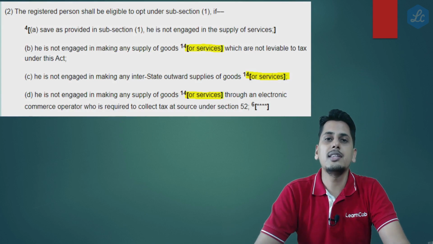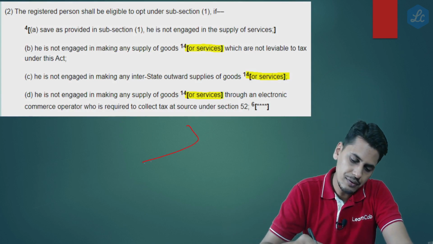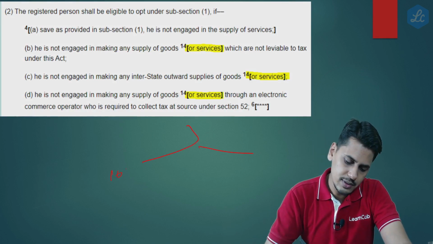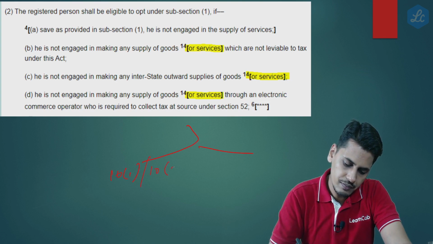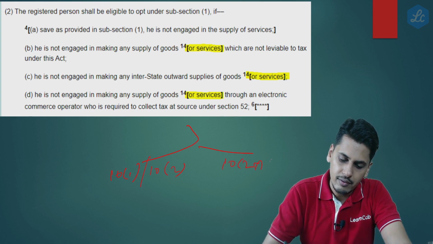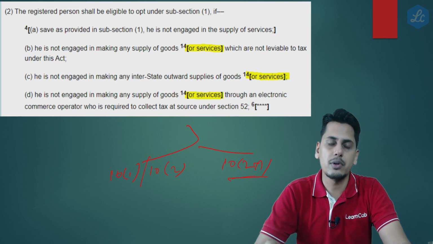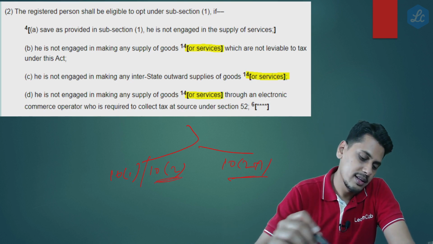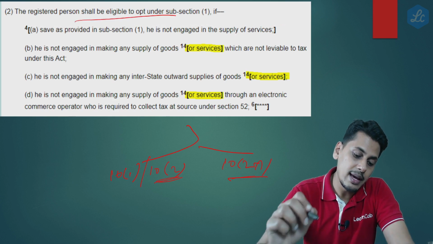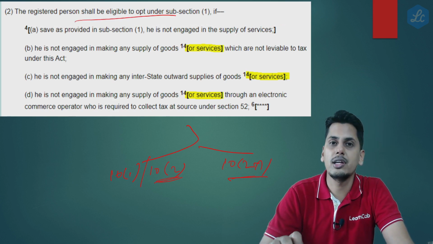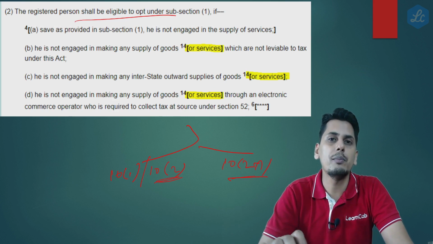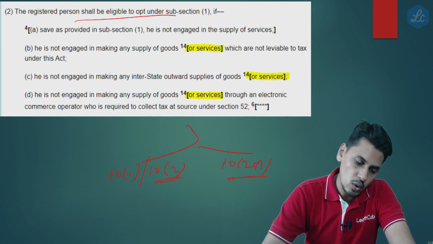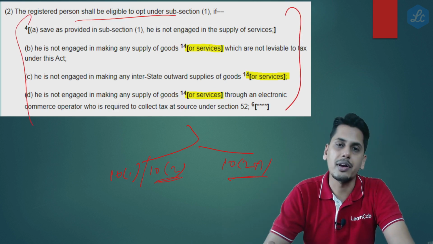Friends, the next change is under the composition scheme. As we all know, there are two composition schemes. One is of 10.1 and 10.2. Another one is of 10.2a, which is exclusively designed for service providers. Now, friends, there is an amendment in 10 subsection 2. It states that the registered person shall be eligible to opt under subsection 1. That means the 10 subsection 1 composition scheme can be opted only if these conditions are satisfied.